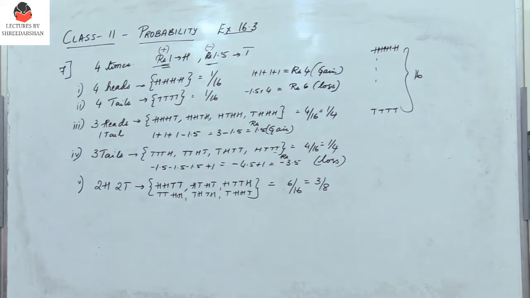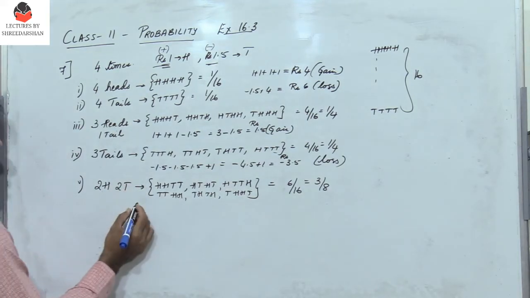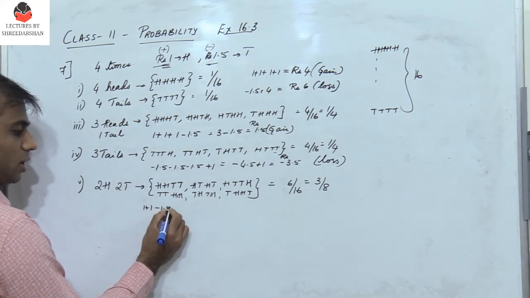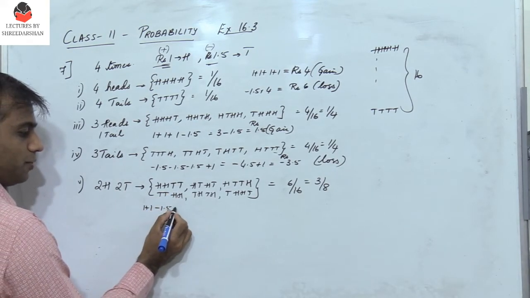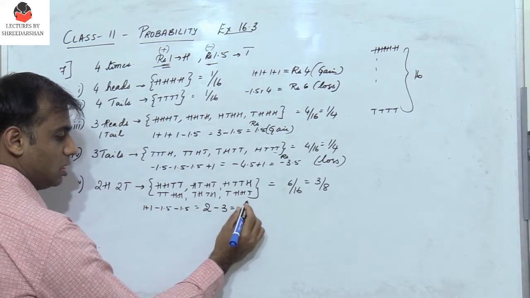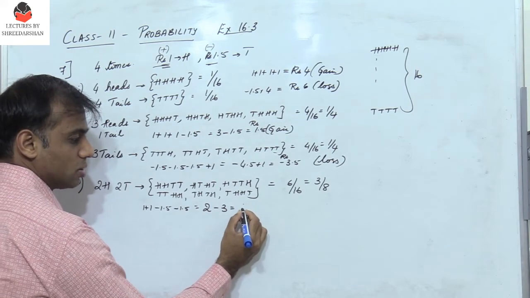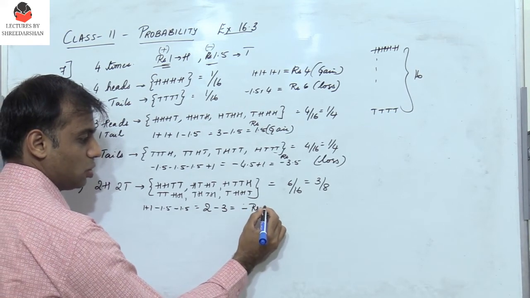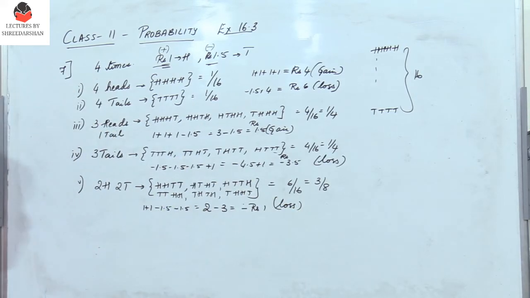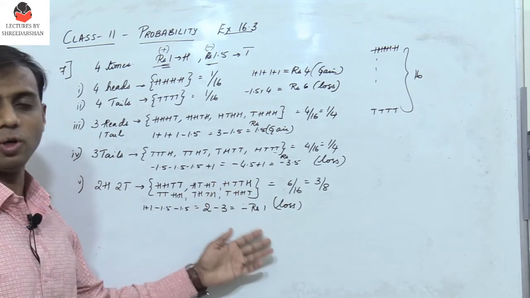And what is the gain or loss? So since I have 2 heads occurring, there is a gain of 1 plus 1, and 2 tails occurring, I have 1.5 minus 1.5, which is going to be 2 minus 3. So I have a loss, or I can write minus rupees 1, or there is a loss of 1 rupee. So either you put a negative sign here or say that you have a loss of 1 rupee.